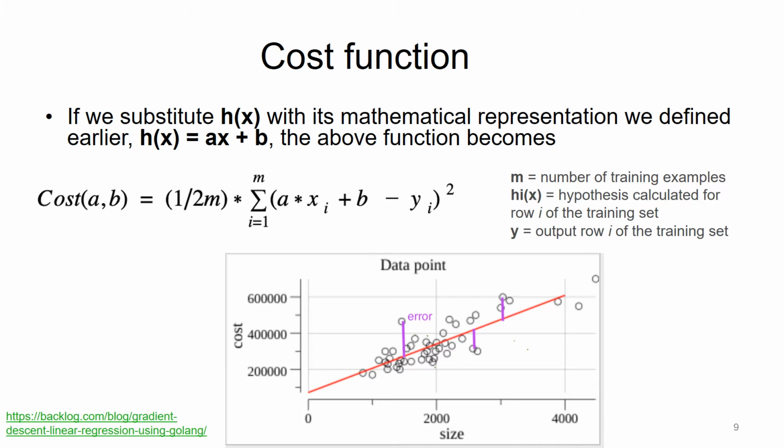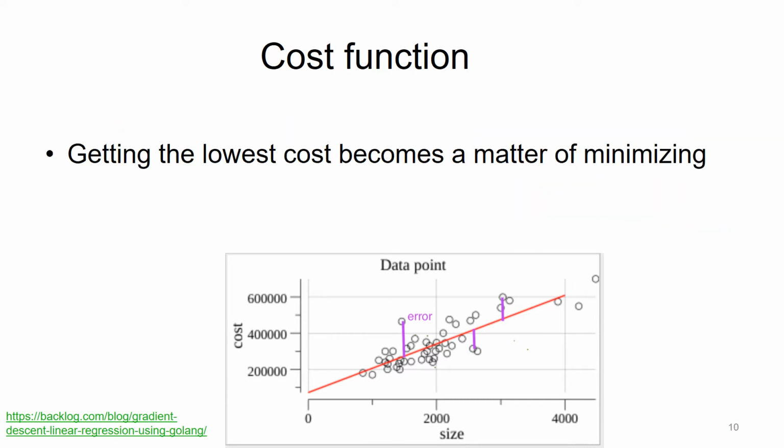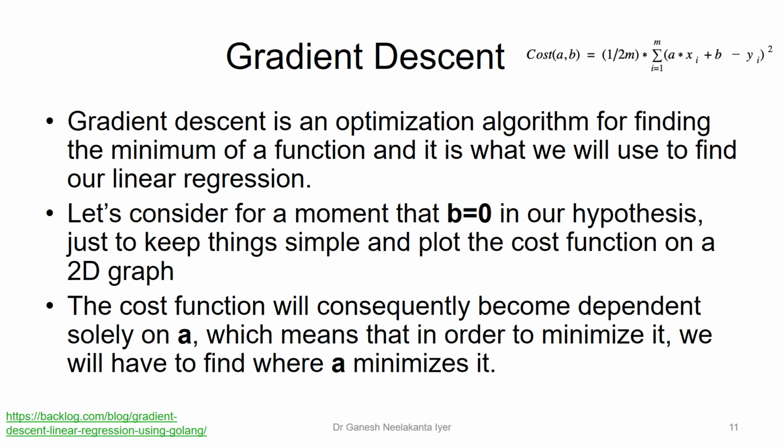Since we know the line that we form, we know the parameters a and b, we know x, and we know the output we got through that equation, we can calculate this cost. Getting the lowest cost becomes a matter of minimizing, and one way to do that is through a famous algorithm called gradient descent. Gradient descent is an optimization algorithm for finding the minimum of a function, and it is what we will use to find our linear regression.